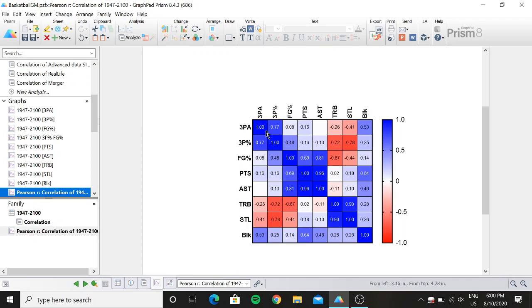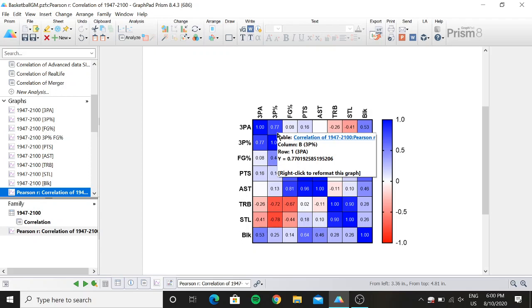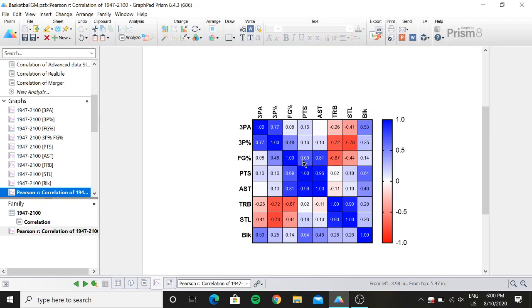So excluding the 1s, of course, which are the same variable on each side of the square, we can see that there is a strong correlation between 3-point attempts and 3-point percentage. So as 3-point attempts increase, 3-point percentage also increases in this simulation. And another important thing is a strong correlation between field goal percentage and points. Of course, as the field goal percentage increases, more points are likely to be scored.